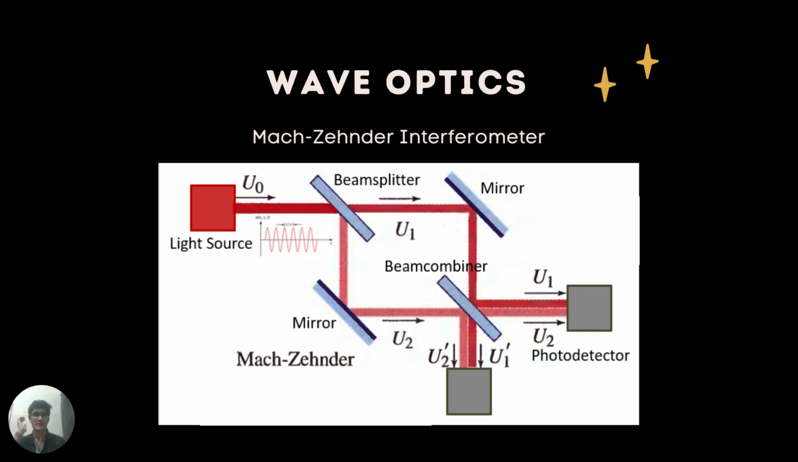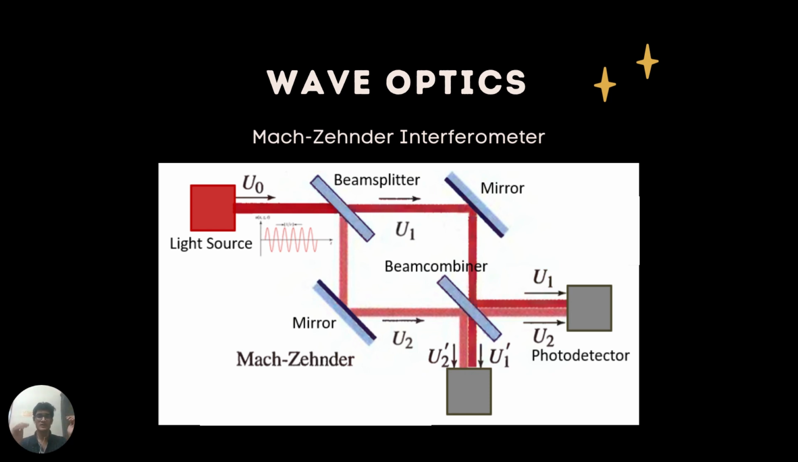Now here, the light source U0 goes to the first beam splitter. Again, there is reflection and transmission, and it goes to the mirror. From the beam splitter, there is something called a beam combiner being used here. Again, the two light beams come back at the beam combiner, reflect, transmit, and we have U1 and U2 at the photodetector. Again, U1 and U2 have traveled through different paths. You can see the paths in different shades used in the picture here.